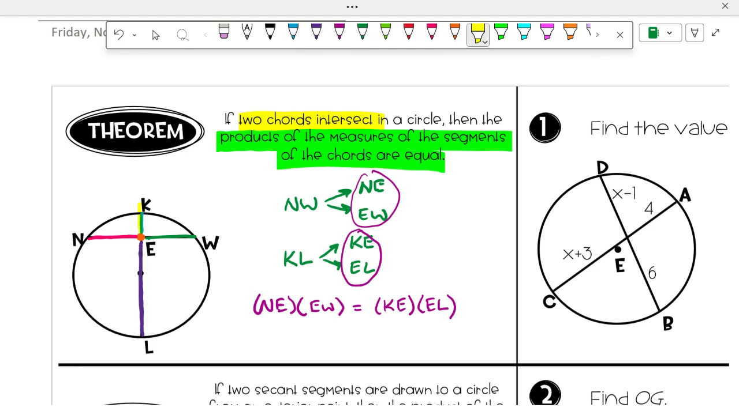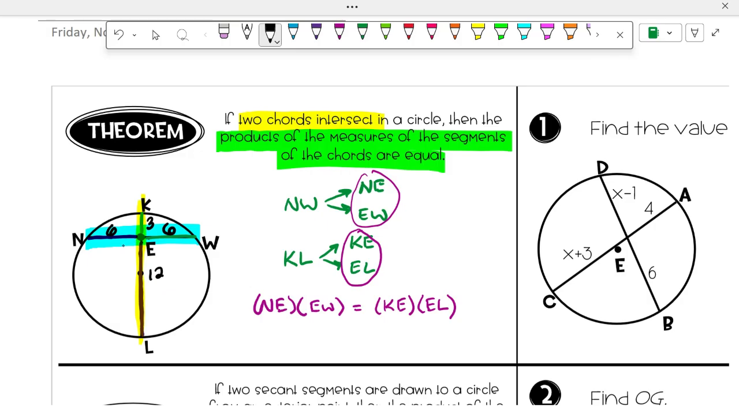And these pieces have to come from the same segment for you to multiply them together. So KL, you got to have the two segments that come from it. And NW, you got to have the two segments that come from it. So, for example, let's say that NE was 6, EW was 6, EL is, let's say 9, no, let's say 12, and KE is 3. All right, this is just an example. I just kind of pulled these numbers.